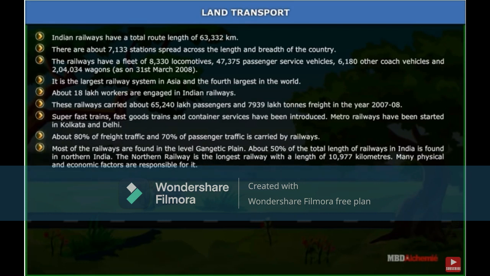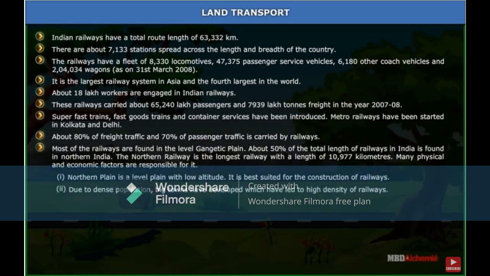The Northern Railways is the longest railway with a length of 10,977 kilometers. Many physical and economic factors are responsible for it. 1. Northern Plain is a level plain with low altitude. It is best suited for the construction of railways.